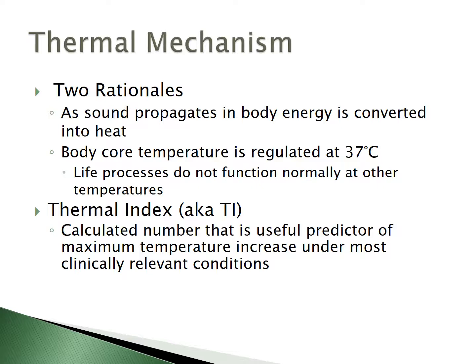So we watch for tissue heating by monitoring the thermal index, which is labeled as TI on your machine, and this is going to calculate the number that is a useful predictor of the maximum temperature increase under most clinically relevant conditions. So basically it's saying the more power we're putting into the body, the higher the thermal index is, because the more chance that the tissue is going to be heating under that higher power.